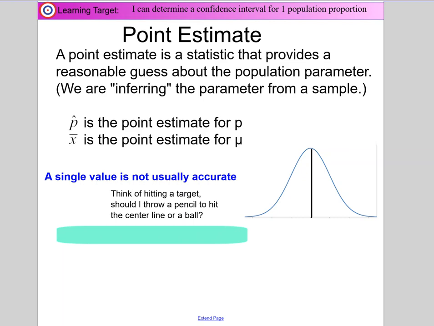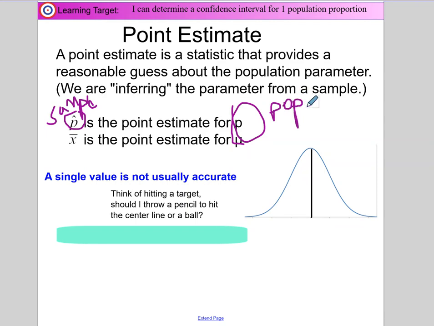So for point estimate, we use this p hat to represent our point estimate. And then X bar is the point estimate for mu. So this is all going back to sample versus population. Over here, this p hat and our X bar, which just means mean, represent a sample. And excuse my lousy handwriting on this, but these represent a sample. And then these two would represent my entire population.